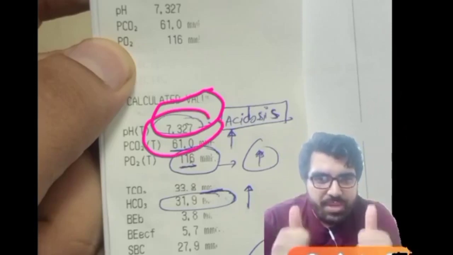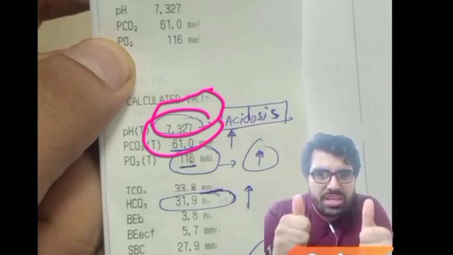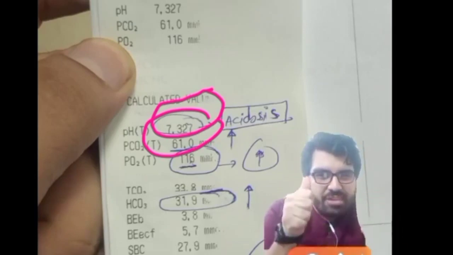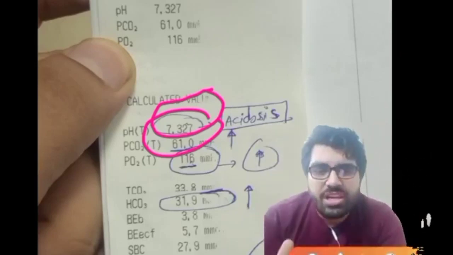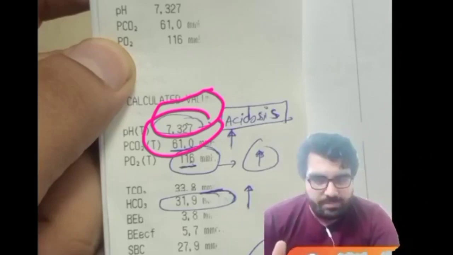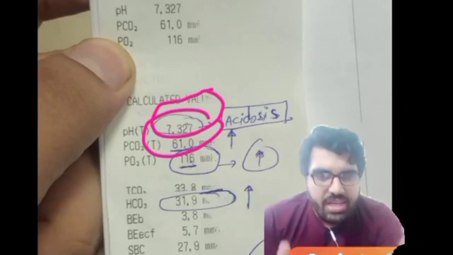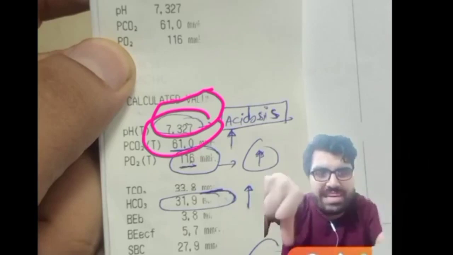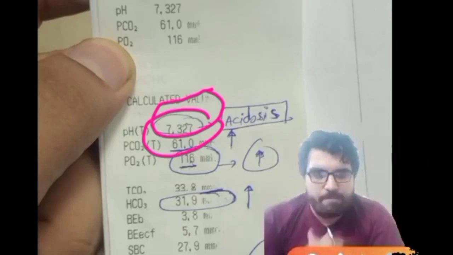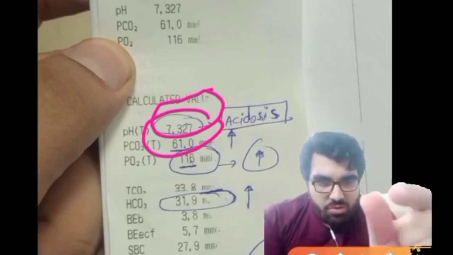If the pH and CO2 are both in the same direction, if they both are increasing or if they both are decreasing, then the problem is metabolic. If the pH and the CO2 are moving in opposite directions, then the problem is respiratory. Now coming toward diagnosis of this ABG.